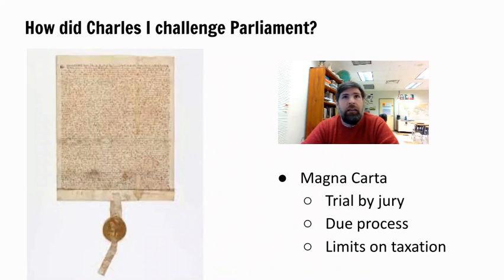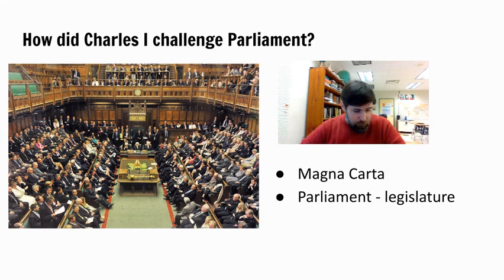And it's a list of rights that the king signed, granting these rights to the nobles of England, saying that the king could not get in the way of these rights. Things like trial by jury. If you are accused of a crime, then a jury of your peers will try you. Due process, which means they're not going to lock you up and not give you a speedy trial. They're not going to lock you up and not give a reason why. Limits on taxation. The king can't just tax people whenever he wants to. He has to have a good reason and he has to have approval from Parliament.